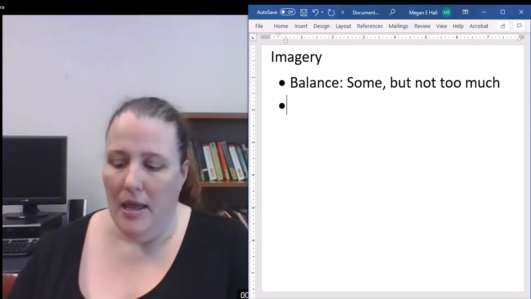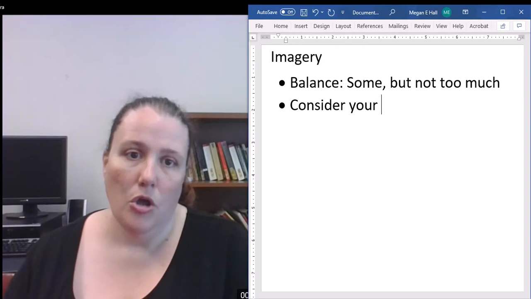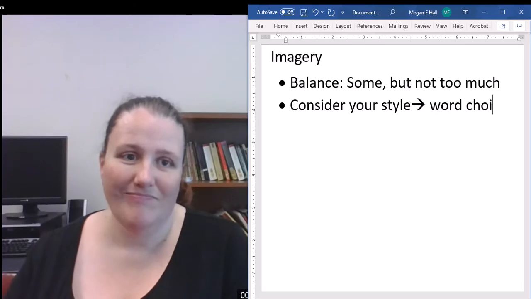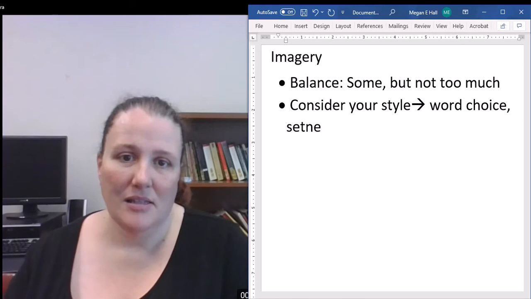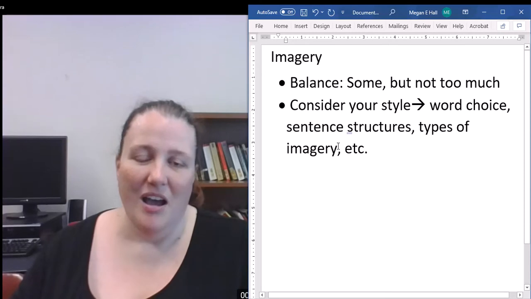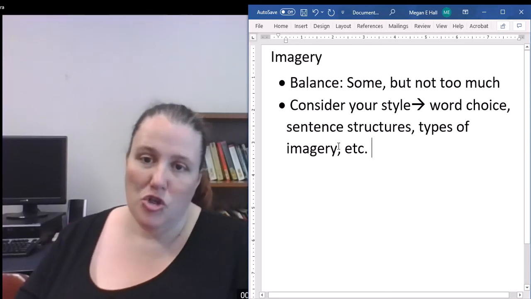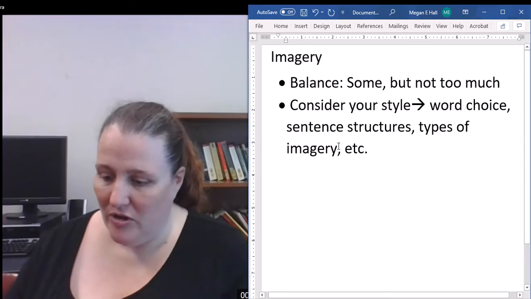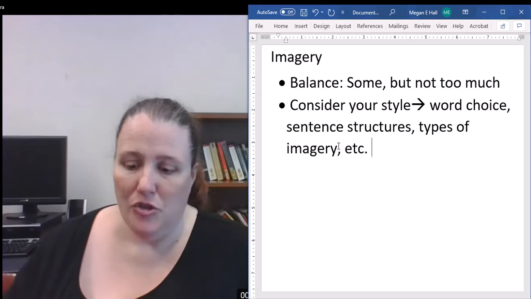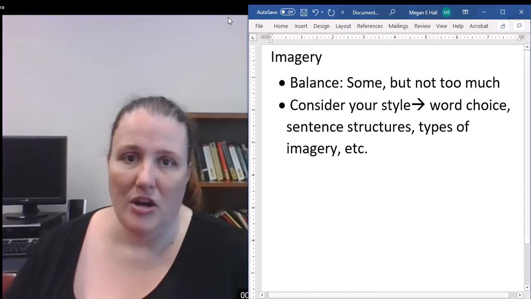My other tip is to consider your style. We're going to talk about that later, but things like word choice, sentence structures, types of imagery, etc. What types you're going to use or employ. You don't have to think of imagery as just that flowery, excessive stuff. It doesn't have to be like that. So what are the different types of imagery?